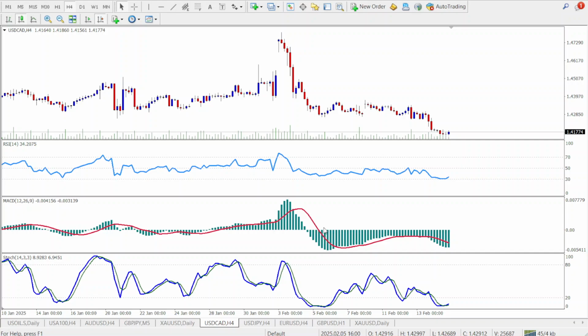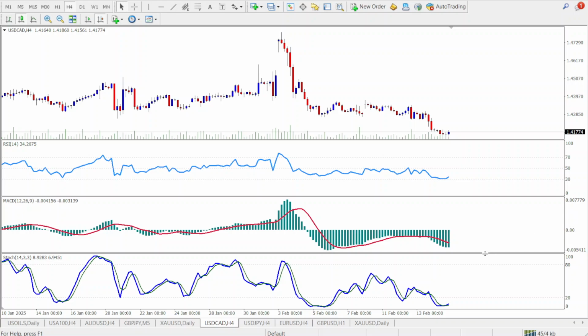Many traders also look at the histogram. If the histogram bars start to lengthen, it shows that momentum is increasing in that direction. However, if the histogram bars start getting short, it shows that momentum is getting weak. MACD is especially useful for confirming trends and spotting early trend reversals.